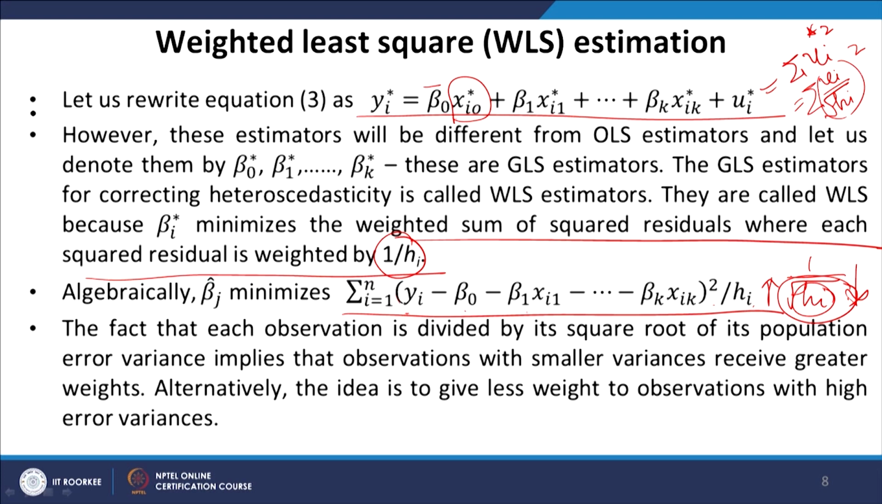So, that is how we are going for an estimation where observations having higher variances are penalized by assigning lower weights to them, and better quality observations, having lower dispersions or deviations from their mean value, are given higher weights in terms of 1 divided by root over hi.